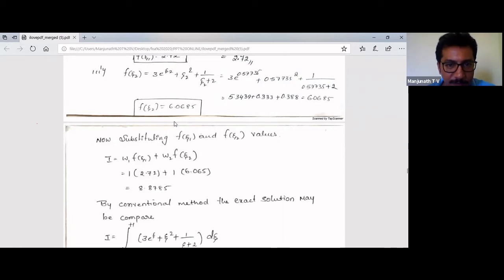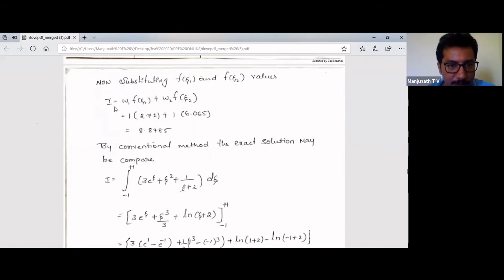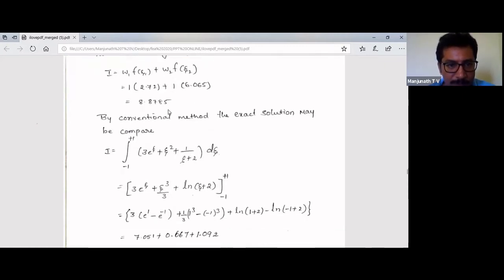Once you have f of zeta 1 and zeta 2 values, you can substitute them in the main equation, that is the Gauss quadrature formula, phi equals w1 f of zeta 1 plus w2 f of zeta 2. We have f of zeta 1 as 2.72 and f of zeta 2 as 6.065. Then w1 and w2 values will be 1 as per the coefficient values. Then if we substitute, finally you are going to get 8.8785.